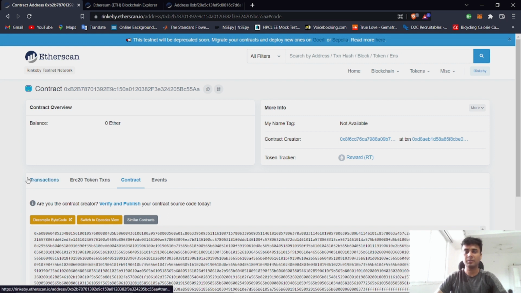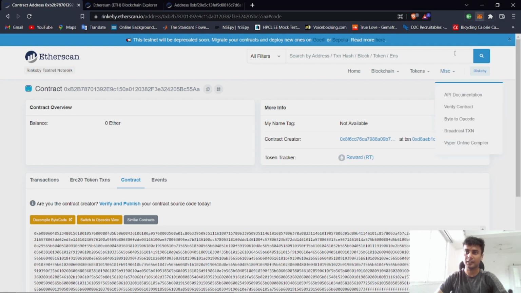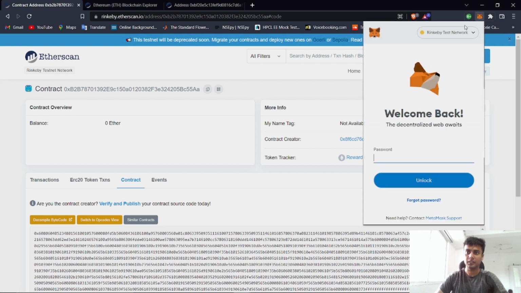Whenever a developer is trying to get into blockchain, they don't have to spend real money or real gas on just testing a contract. So they can go to Ringb, and we have a lot of testnets here also.